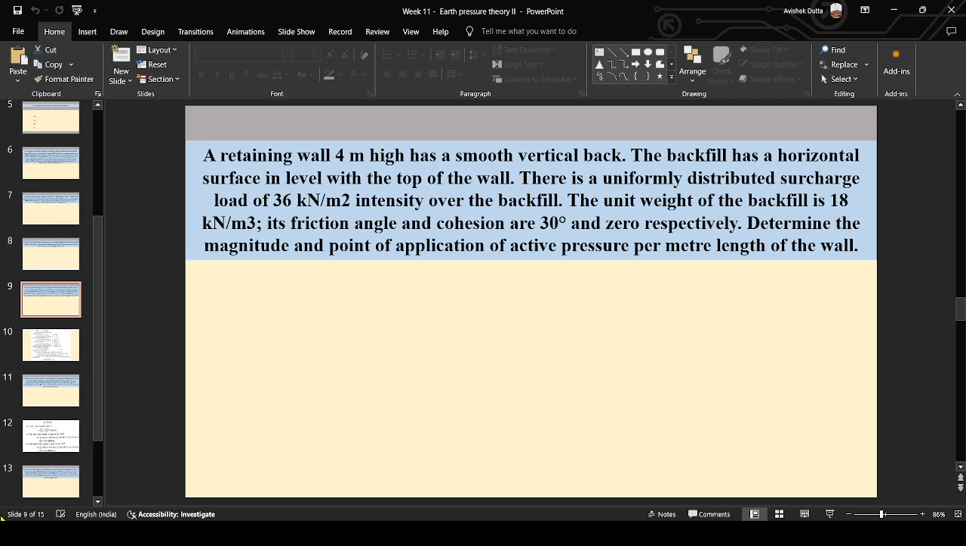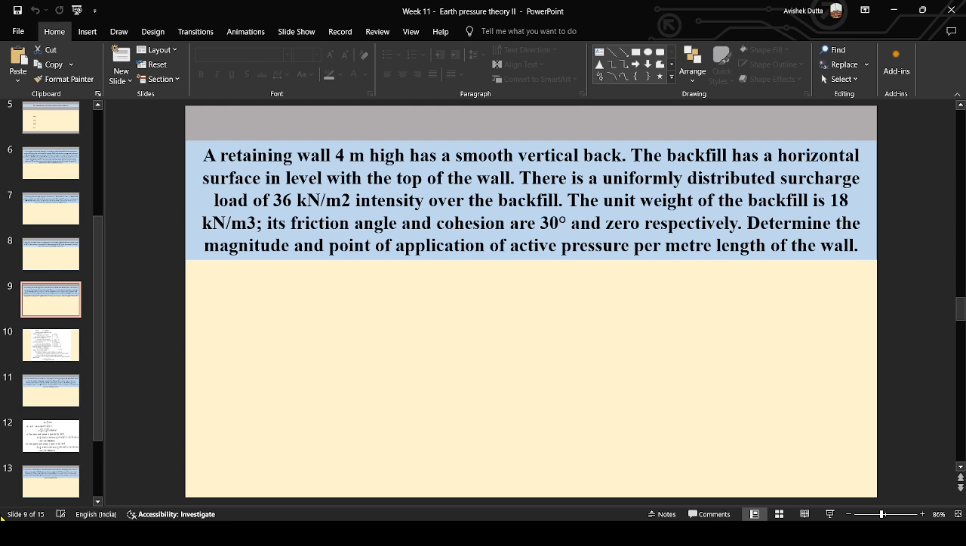I'll repeat the question. A retaining wall 4 meter high has a smooth vertical back. The backfill has a horizontal surface in level with the top of the wall.